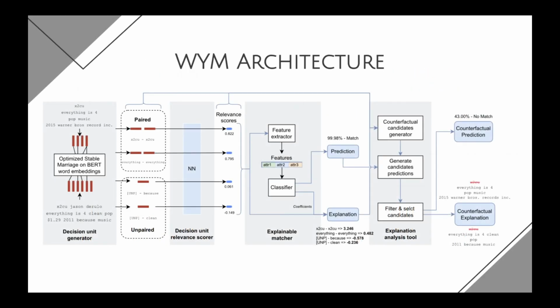The figure shows the architecture of WYM and showcases two examples of entity descriptions derived from a dataset of songs. The initial phase of the process is dedicated to generating the decision units, which are then fed into a neural network to obtain the relevant scores. The scores serve as the basis for extracting the features that are subsequently used to predict the match or no match. Additionally, an explanation analysis tool has been integrated to generate counterfactual instances and identify the decision units that contributed the most on the prediction.